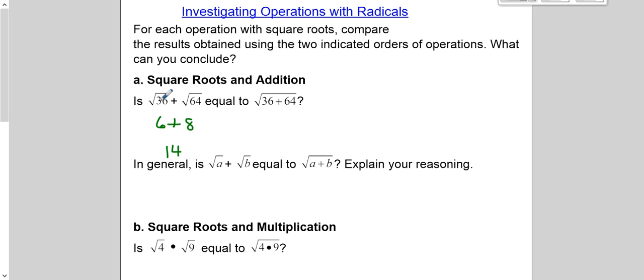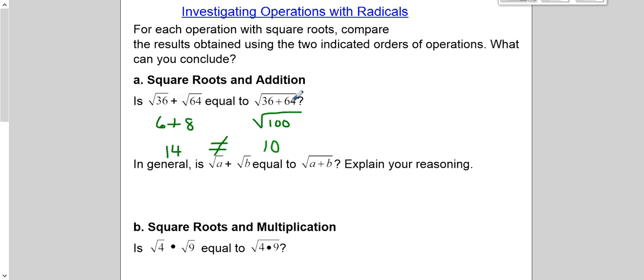So is the square root of 36 plus the square root of 64 equal to the square root of 36 plus 64? Well, the radical sign works as a grouping symbol. So this is all grouped together. 36 plus 64, add those up. That's 100. What's the square root of 100? 10. So these are not equal to each other.